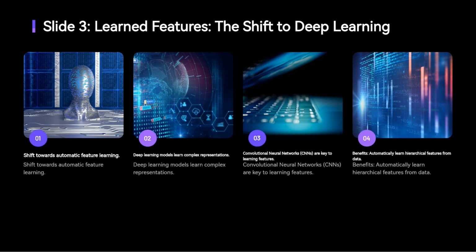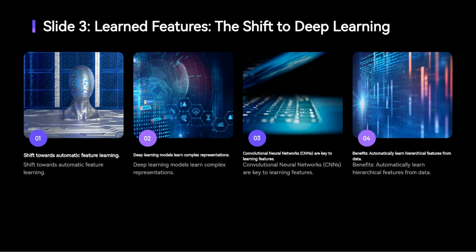The shift to deep learning in computer vision brought about a fundamental change in how features are extracted. Rather than relying on manually engineered features, deep learning models, especially convolutional neural networks, CNNs, are able to learn the most relevant features directly from data.